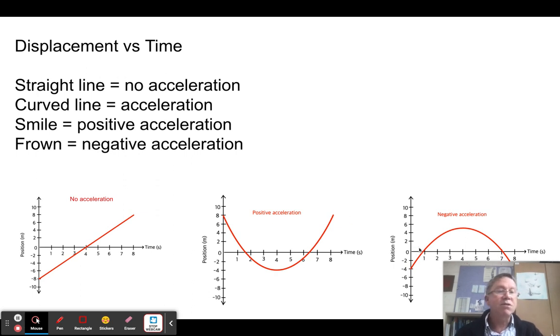Conversely, I have the negative acceleration. Same thing. I start off with a steep positive slope. I end up with a slope of 0. So it was slowing down in the positive direction. It stopped, and then it picked up speed in the negative direction.